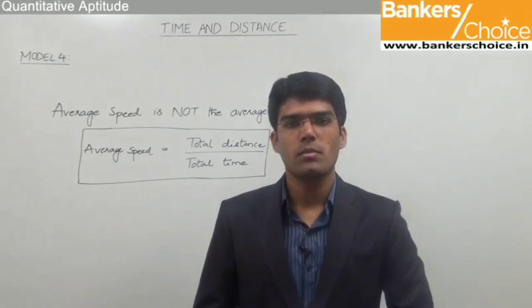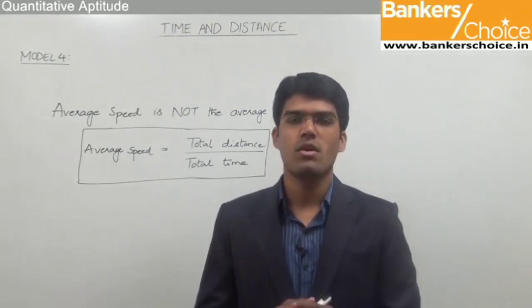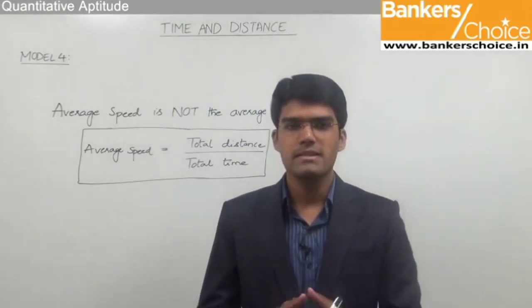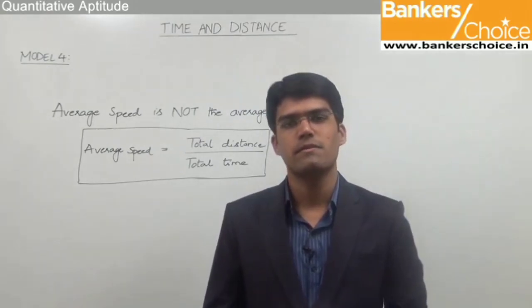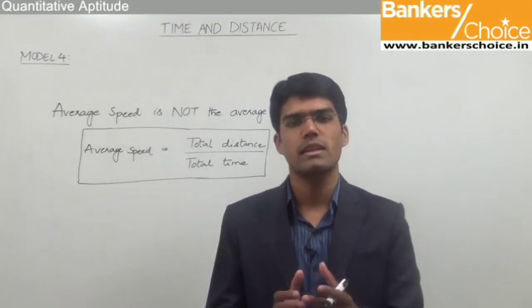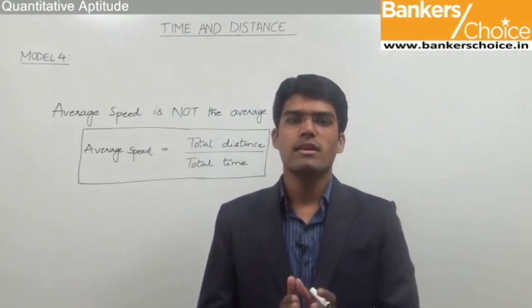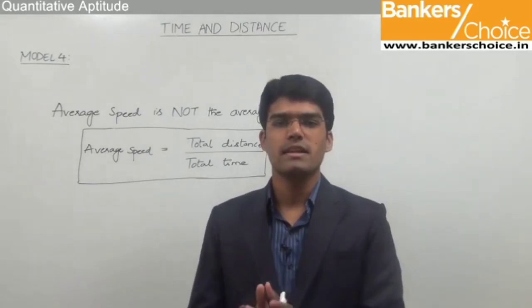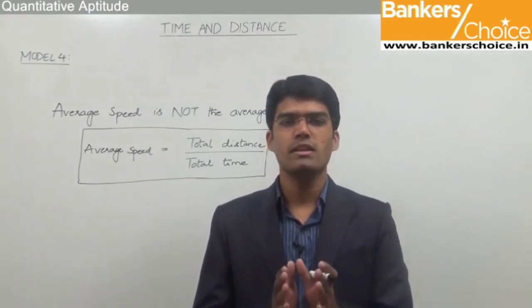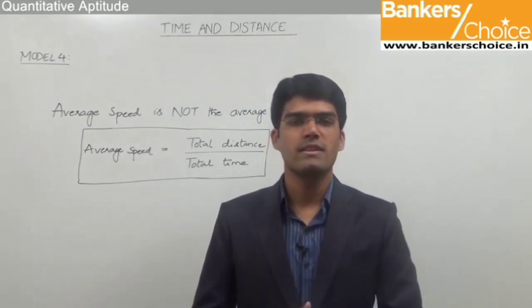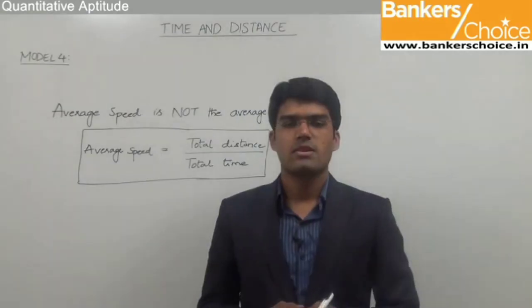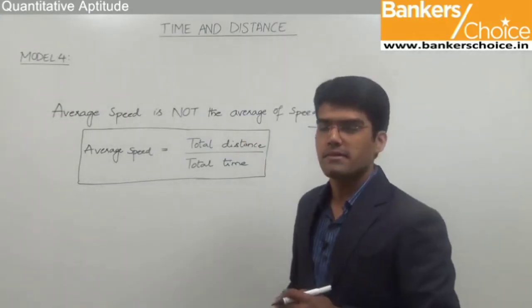Let us now take the fourth model from time and distance, which is based on average speed. Average speed is generally required when the speed of a body is consistently varying over the given period of time. Here, the body travels at different speeds for different intervals of time. So, to find out a uniform speed throughout the journey, we always calculate the average speed. So, let us first understand how to calculate average speed.